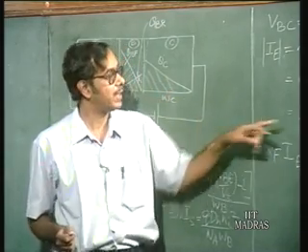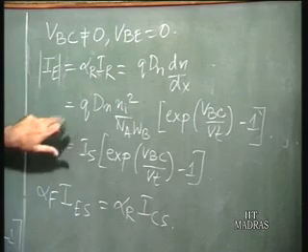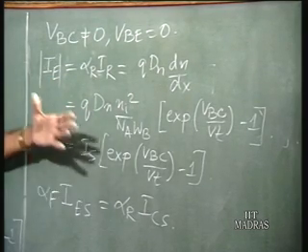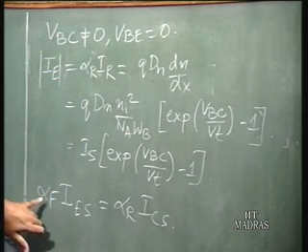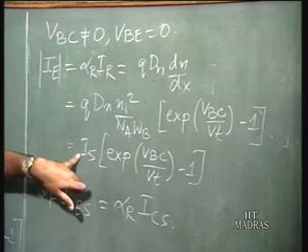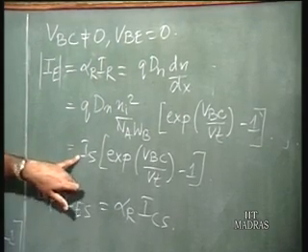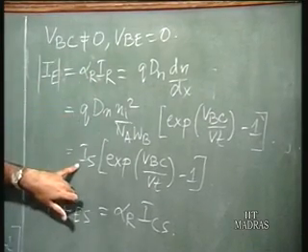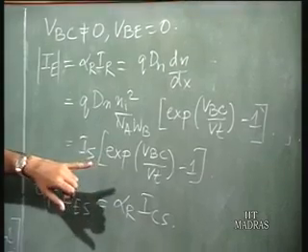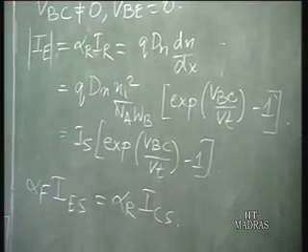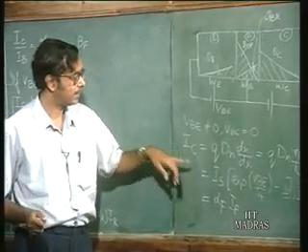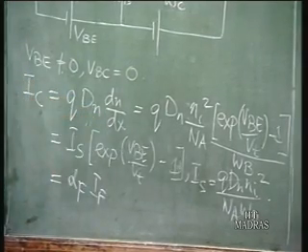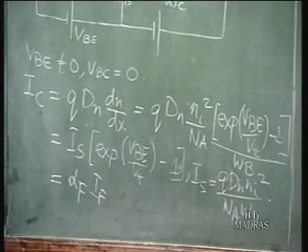So, what we do is we use this parameter Is, and we write the expressions in terms of alpha f, alpha r and Is, and Is is related through this expression: alpha r IR is equal to Is exponential VBC by VT minus 1, and similarly alpha f IF is equal to Is exponential VB by VT minus 1. All right, so that is the thing.